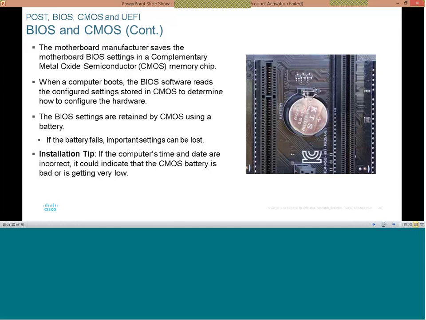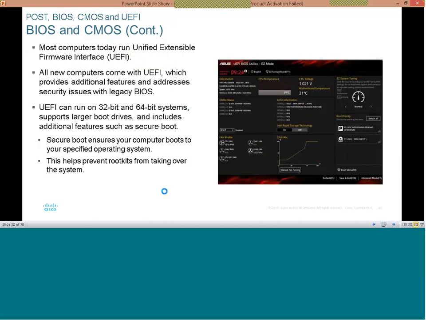So during installation, if the computer's time and date are incorrect, it could indicate that the CMOS battery is bad or is getting very low. In some cases, it tells you to press F1 to continue. So these are some of the things we need to note in the course of system troubleshooting.